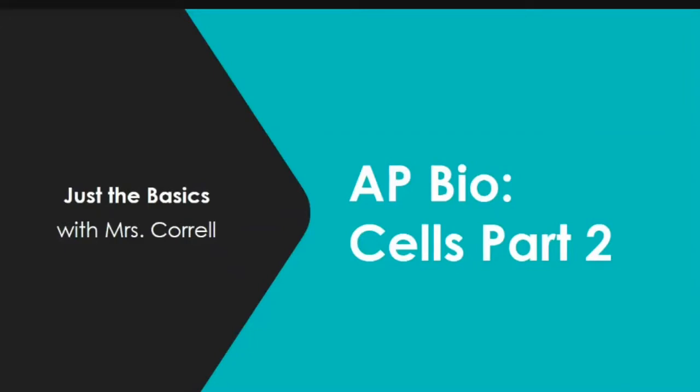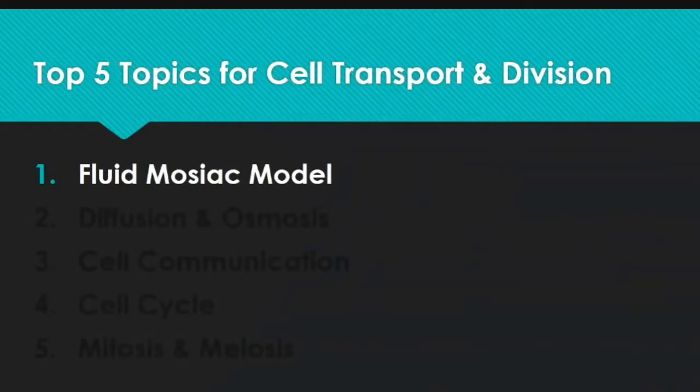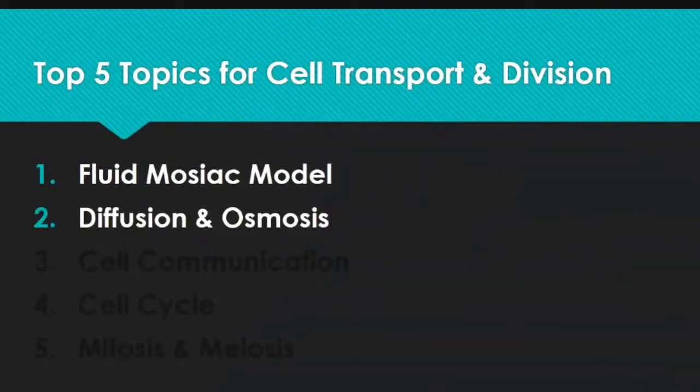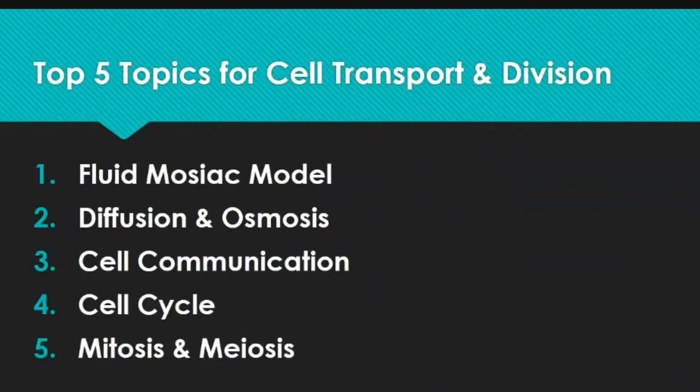I'm going to primarily look at the cell membrane, cell transport, cell communication, and cell division. So top 5 topics: the fluid mosaic model, all the parts of the cell membrane; diffusion and osmosis, so transport; cell communication, how cells are able to signal and speak to each other; cell cycle; and mitosis and meiosis, so looking at how cells divide and grow.